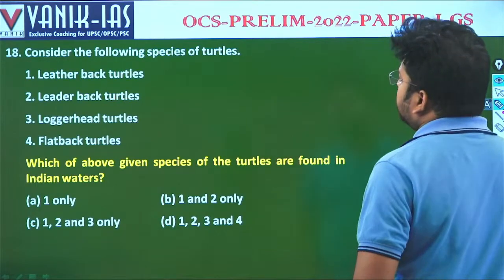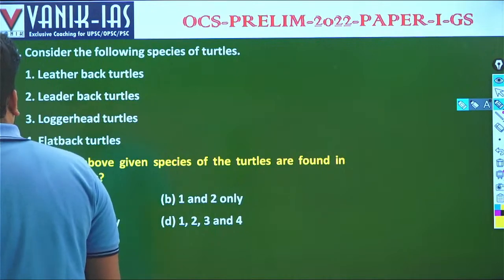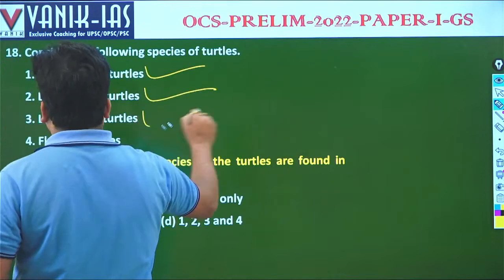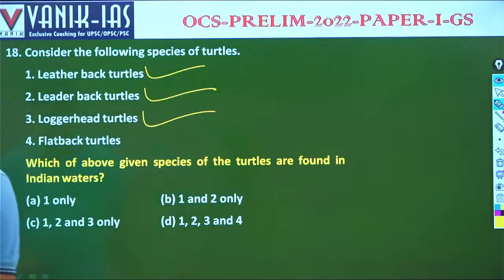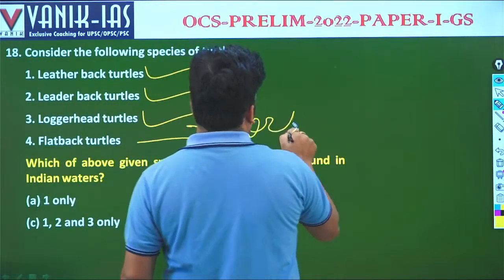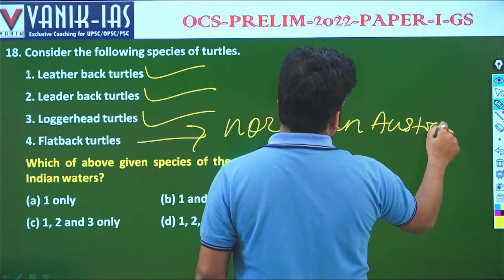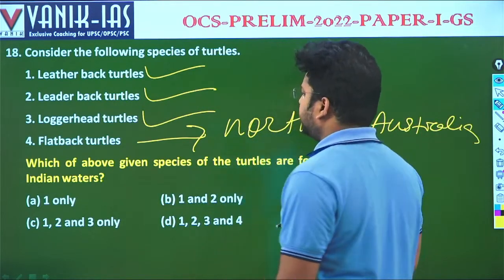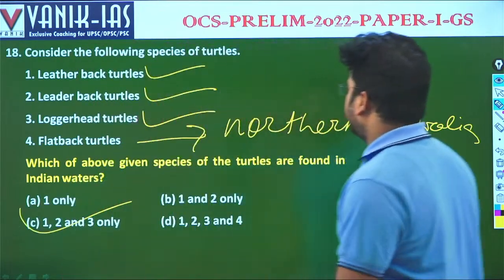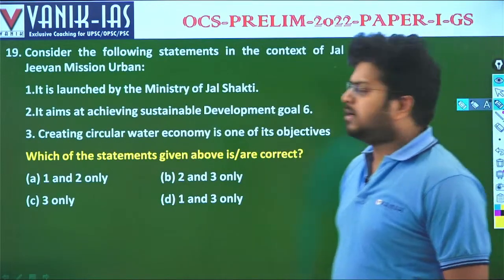Also, which of the following species of turtles are found in Indian waters? Leatherback turtles and loggerhead turtles, these three are found in India. Flatback turtles are found in northern Australia, near Papua New Guinea. So options 1, 2, 3 are right.